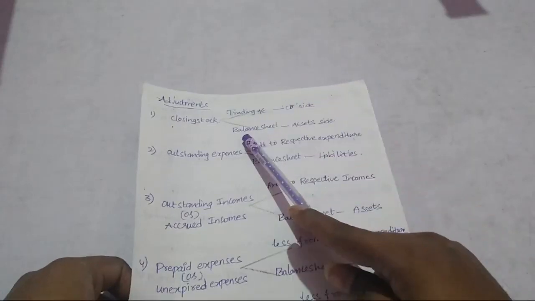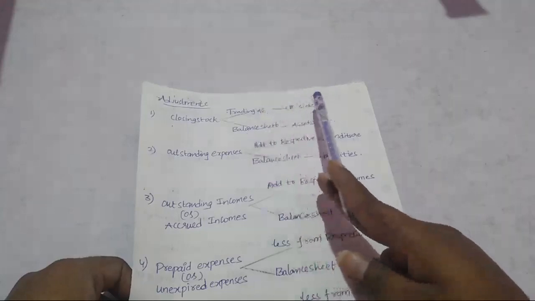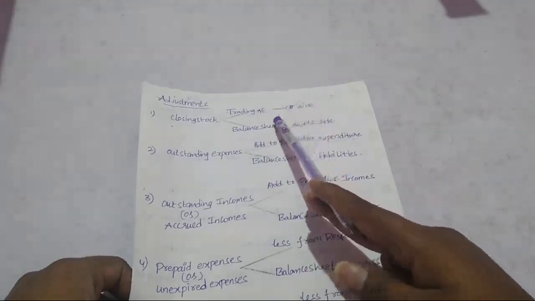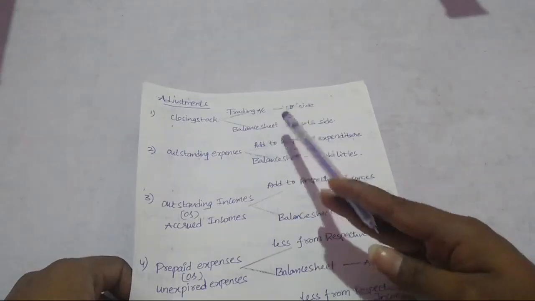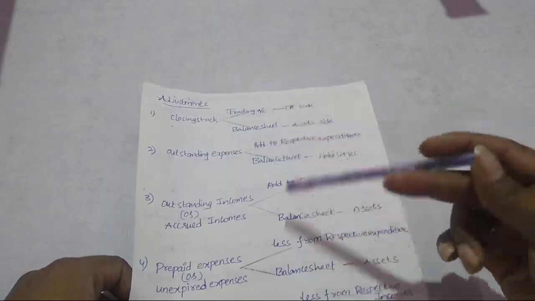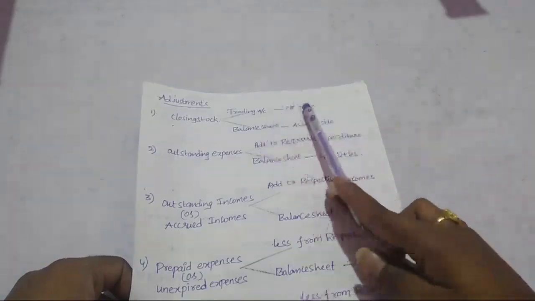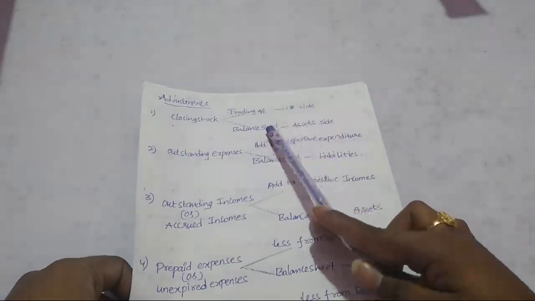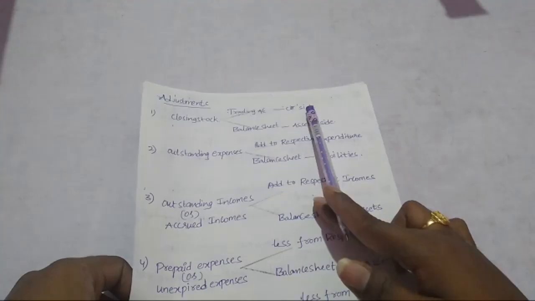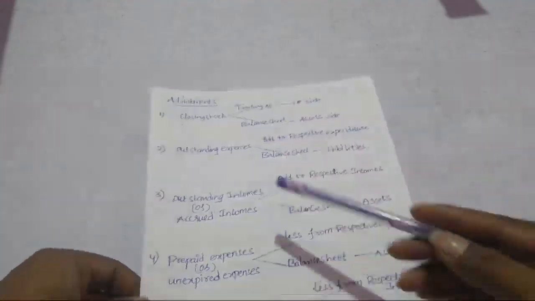So closing stock comes under trading account, credit side. It will be nice if you maintain notes for these adjustments. Better you go through them very quickly, for your examination point of view, for each and every adjustment. So trading account, credit side, and balance sheet, asset side. Closing stock is written in trading account, credit side, and balance sheet, asset side.